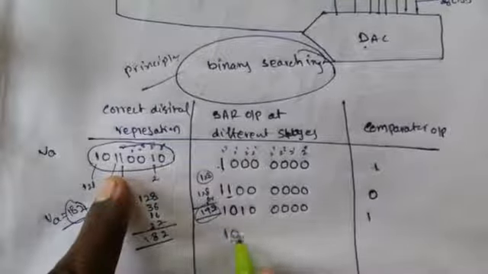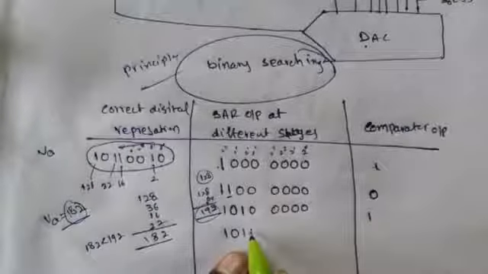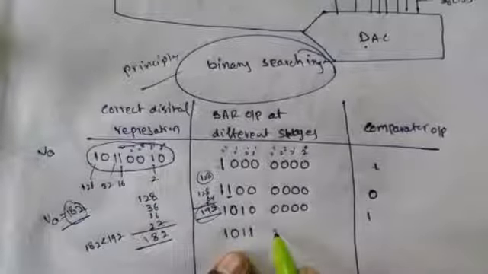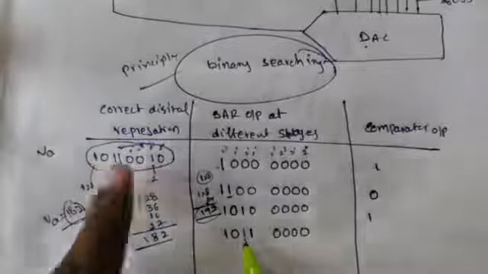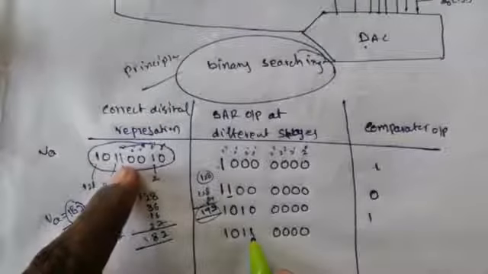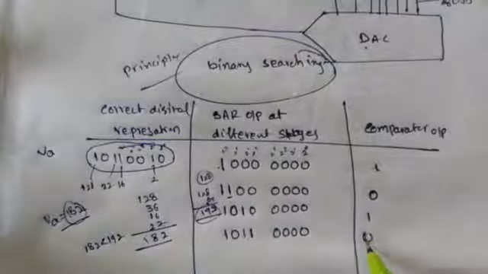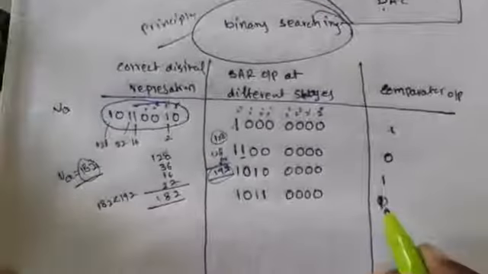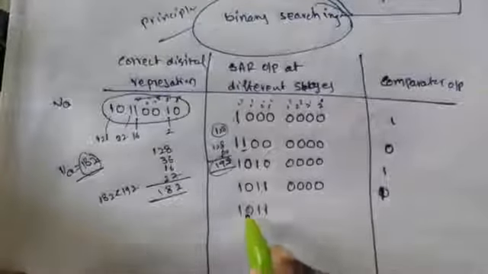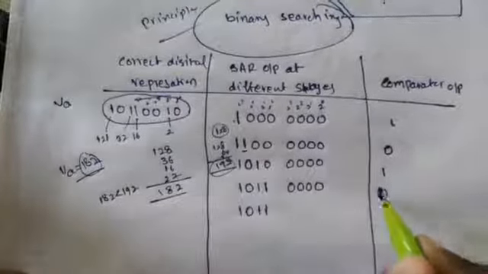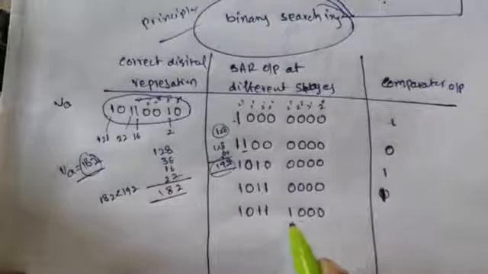Again 1, 0, 1, 1. This is common and the next bit will be high. The remaining are all zeros. Now you can compare these two, and again it is matched, so the comparator output will be 1. Now 1, 0, 1, 1 stays the same. Whenever the comparator output is 1, the next bit will be 1 and the remaining are all zeros.